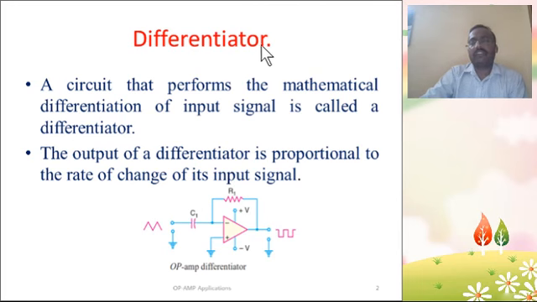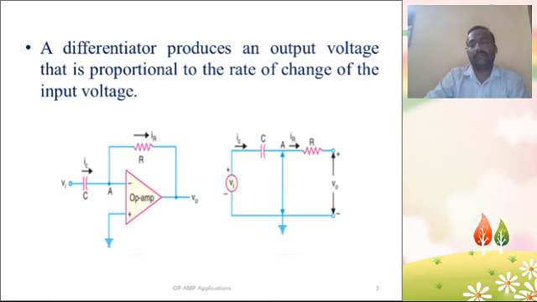What is a differentiator? A circuit that performs mathematical differentiation of the input signal is called a differentiator. And the output of the differentiator is proportional to the rate of change of its input signal. A differentiator produces an output voltage that is proportional to the rate of change of input voltage.